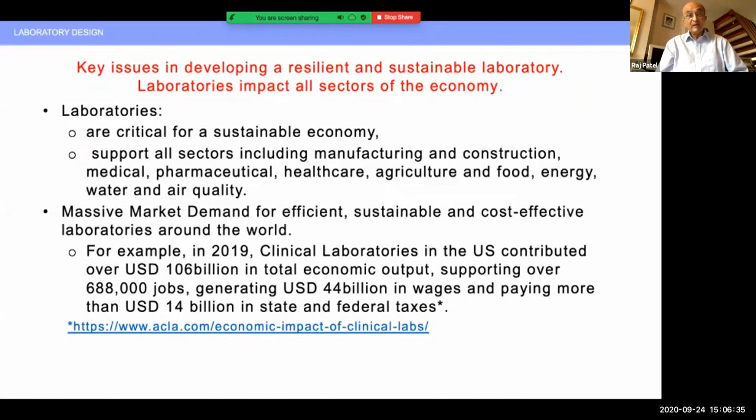In terms of its impact on the economy, there's a massive market for laboratories. And I've just quoted one example here. In the United States, for example, in the year 2019, clinical laboratories supporting health services contributed $106 billion in total economic output. And they supported over 688,000 jobs, generating $44 billion in wages and paying more than $14 billion in taxes. So the laboratories are really the backbone of economic activity.